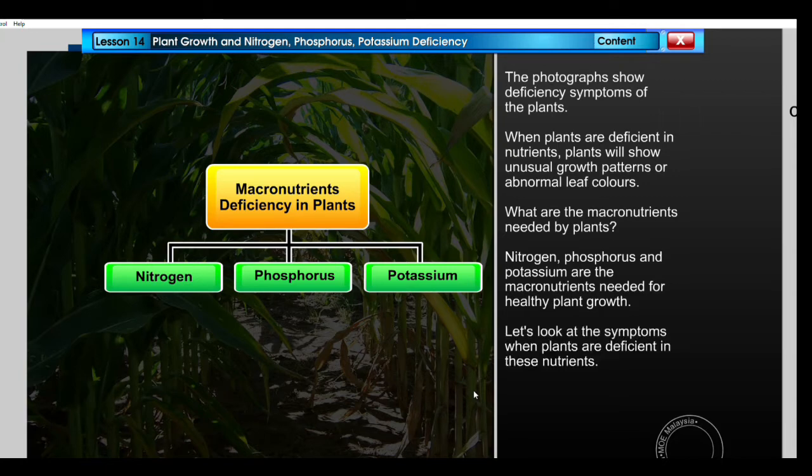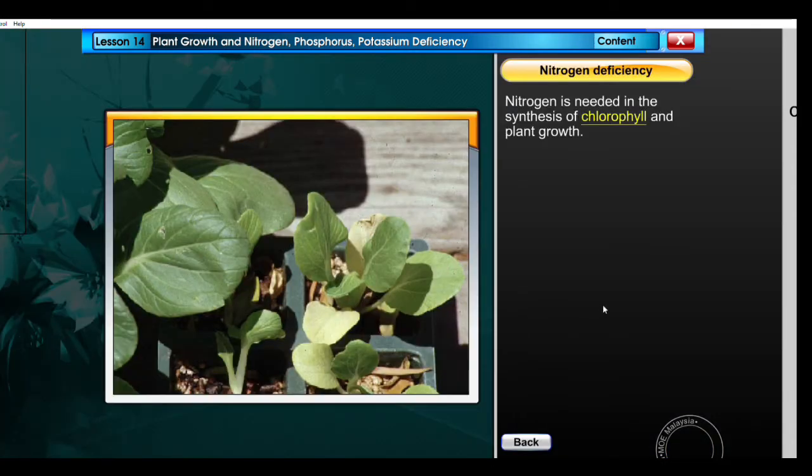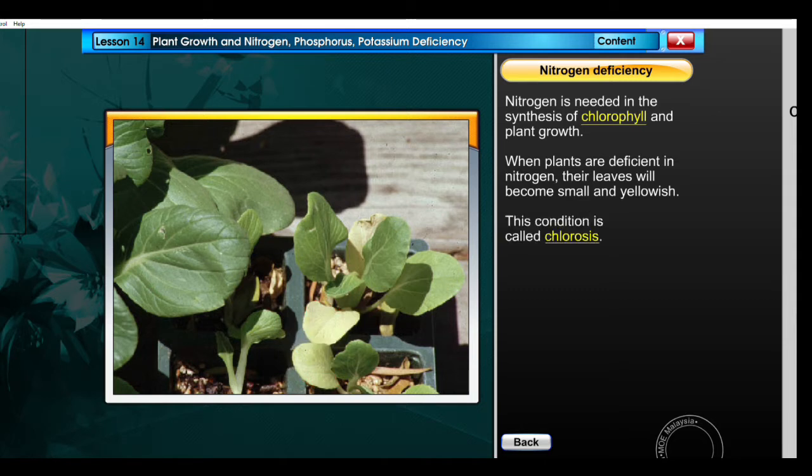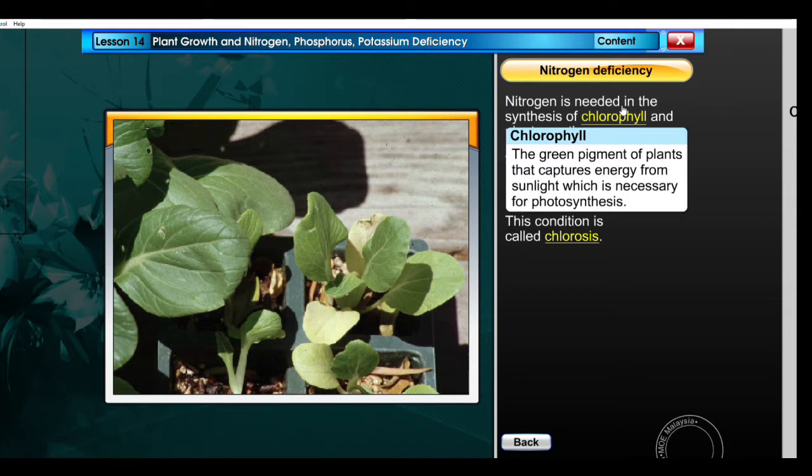Let's look at the symptoms when plants are deficient in these nutrients. Click on each nutrient to see. Nitrogen is needed in the synthesis of chlorophyll and plant growth. When plants are deficient in nitrogen, their leaves will become small and yellowish. This condition is called chlorosis.